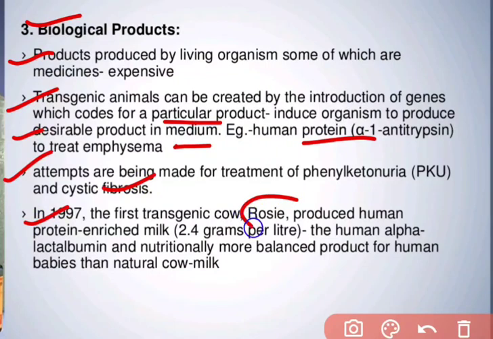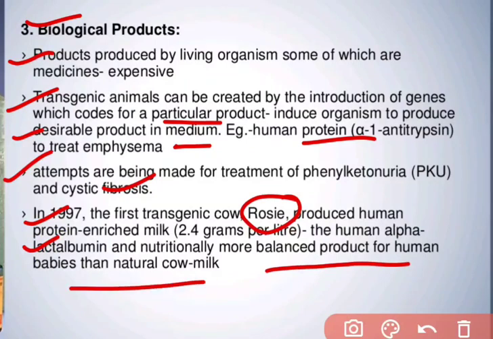In 1997, the first transgenic cow, what is the name? Rosie. It produced human protein-enriched milk, 2.4 grams per liter of the human alpha-lactalbumin, and nutritionally more balanced. So what are they producing? Human alpha-lactalbumin, by introducing the gene responsible for producing this human protein. It is a nutritionally more balanced product for human babies than natural cow milk.